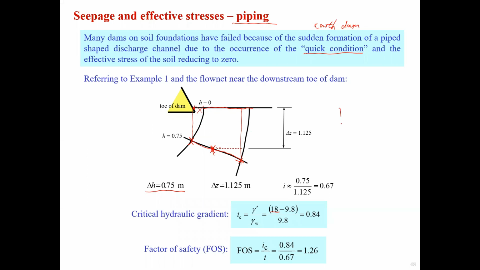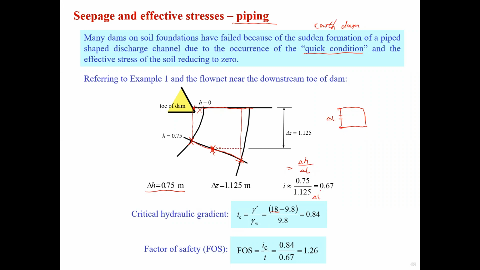For some other cases, if you have a square shape, then this is the delta L, and this delta L is just this length. But because this one is a bit irregular in shape, we just take an average of the length. So delta L equals 1.125 meter, because i equals delta H divided by delta L. So the hydraulic gradient is 1.67.